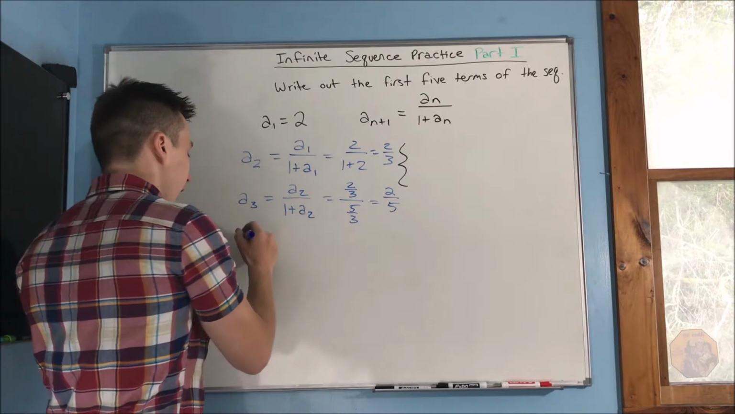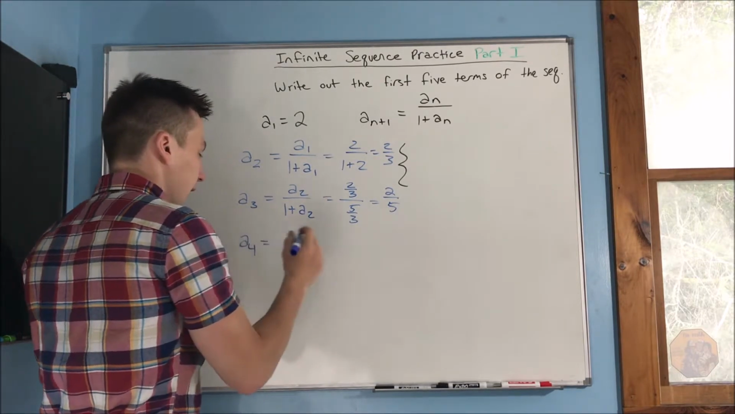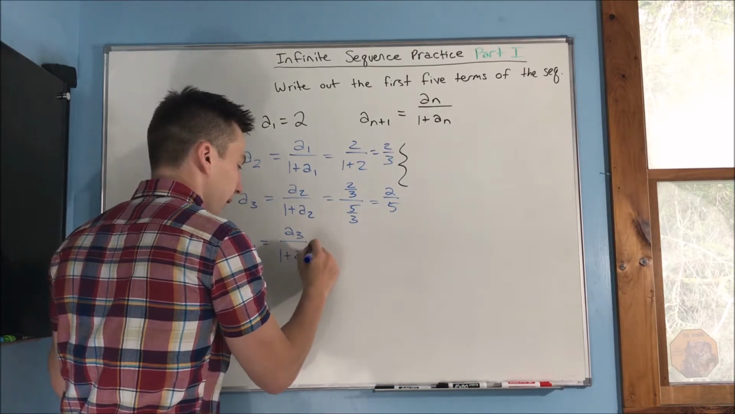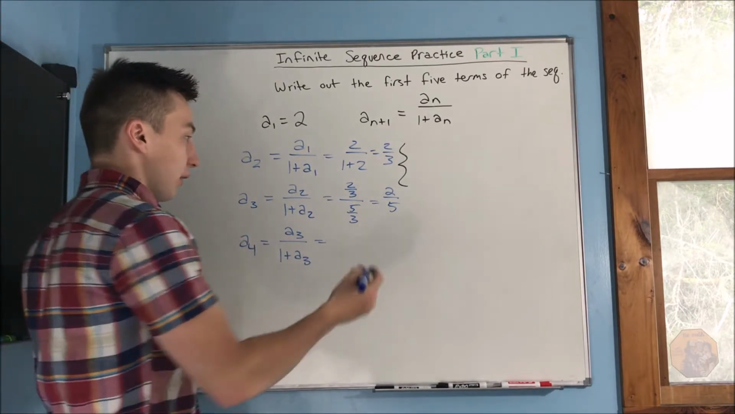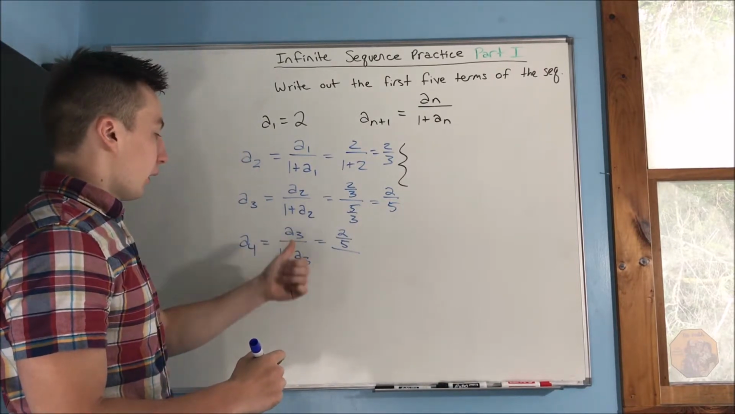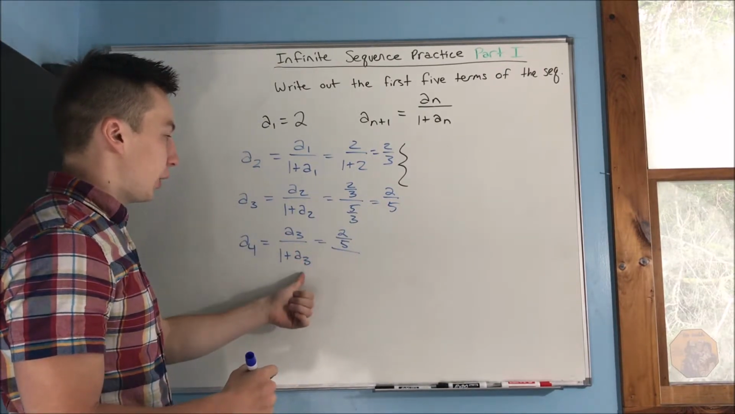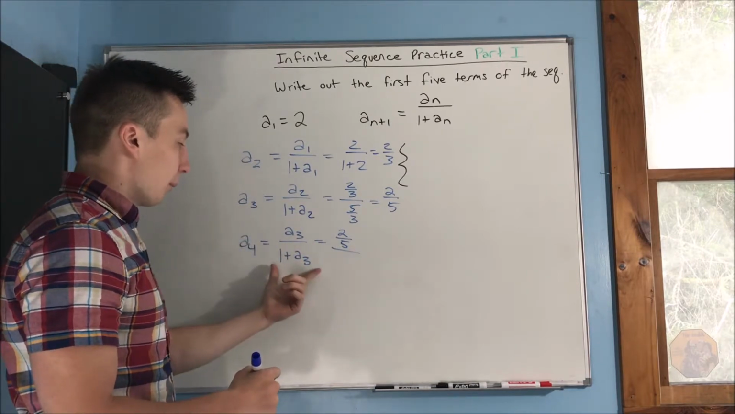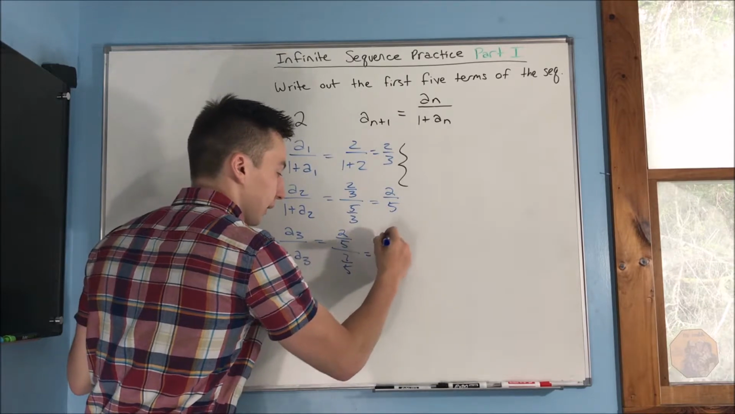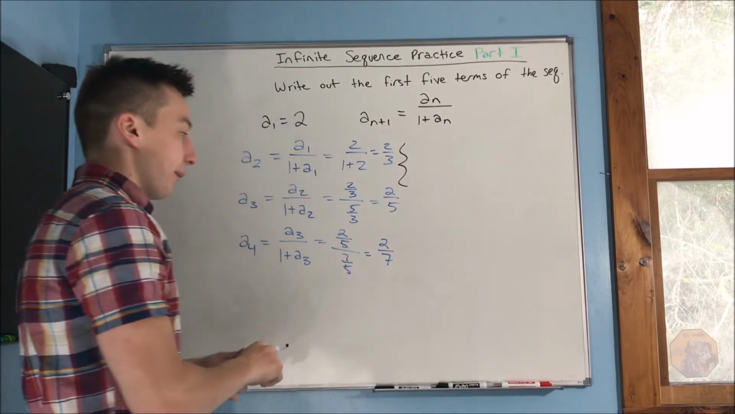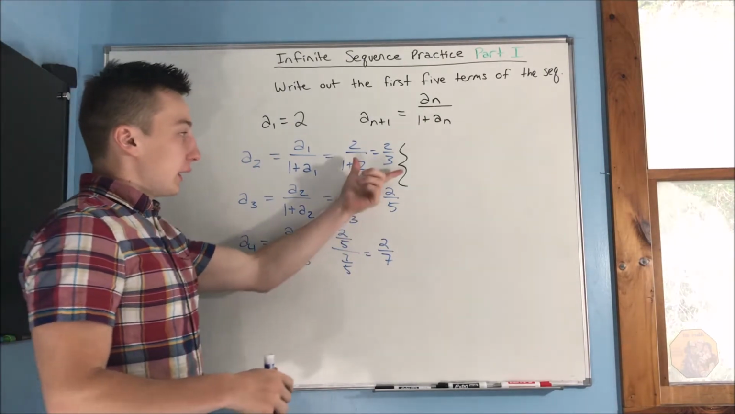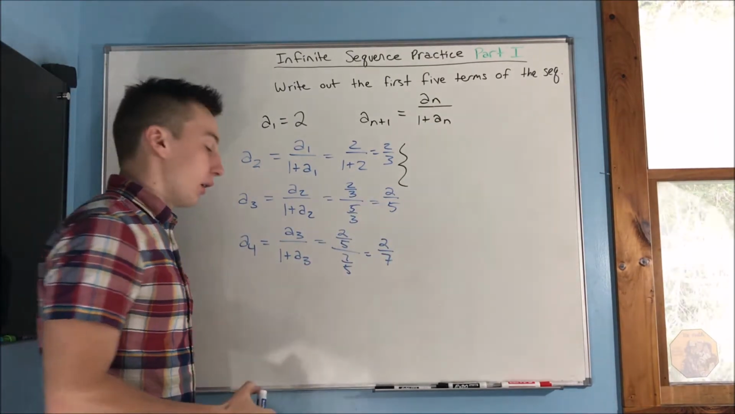We'll do another one here, a sub 4, that's going to be a sub 3 over 1 plus a sub 3, and that's just going to be 2/5 over 1 plus a sub 3. A sub 3, we said it was 2/5, so 1 plus 2/5, that's 7/5, which slims down to 2 over 7. You can kind of see what's happening here. Our fifth term, unsurprisingly, is going to be 2 over 9.